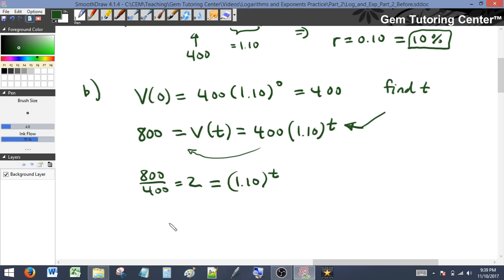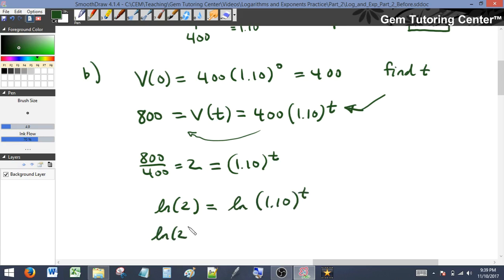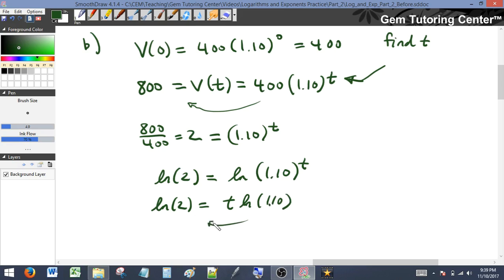What we're going to do is take ln of both sides, or log of both sides, but I prefer ln. If you take ln or log, it gives you the same thing, as long as you do the same one on both sides. So let's take ln of both sides. ln of 2 is equal to ln of 1.10^t. By the laws of logarithms, that's ln 2 on the left side and t ln 1.10 on the right. That's a decimal point there. Now we just move this to the other side.